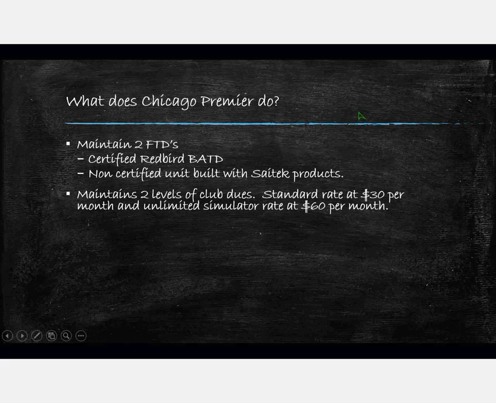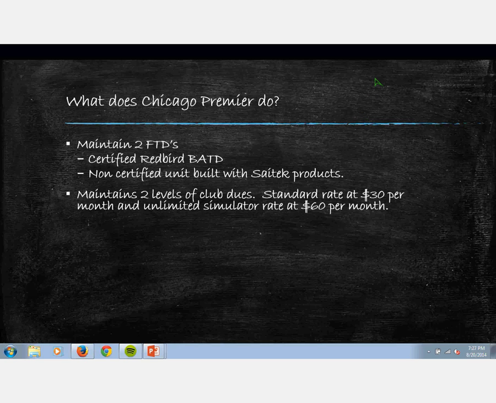And we maintain 2 levels of club dues. Okay, so this is where you may be able to get a little bit more use out of your simulator. Our standard rate is $30 per month, and that's typical of most flight schools. It'll be anywhere from $30 to $50 a month. Then we have an unlimited simulator rate at $60 per month.